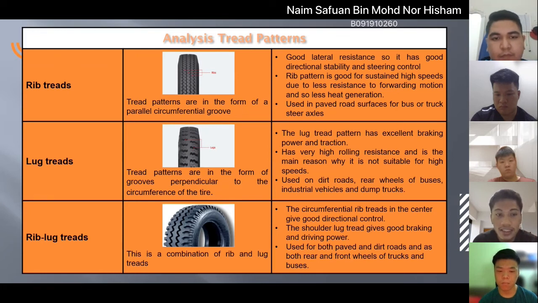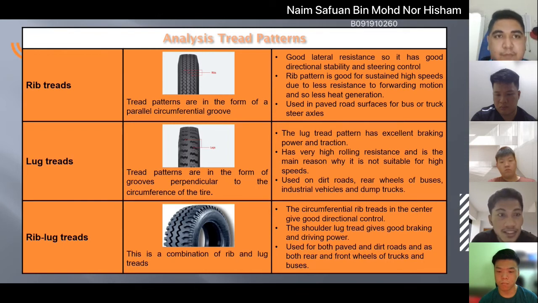The third is the rib lug tread. This tread pattern is a combination of rib and lug treads. This tire tread pattern gives good braking and driving power. So usually this tread is used on both paved and dirt roads.